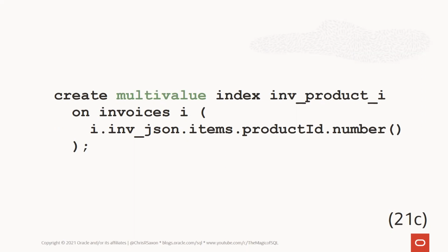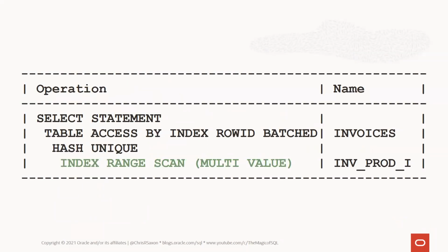And if we create that index and do that JSON exists query on the previous table, we'll see in the plan, you've got this range scan, and it's called multi-value. So that's how you know you've used that type of index as opposed to any other index you might have available.